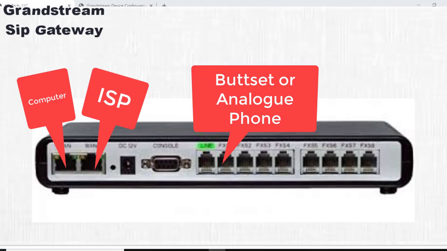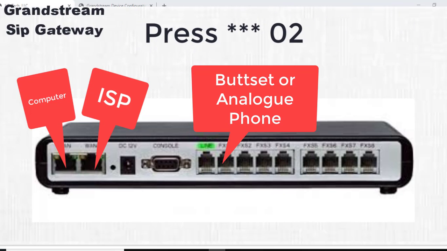Once you have your butt set plugged in, turn it on and press ****, and then 02, and your butt set will give you the IP address. So it's ****, then 02, and that'll give you the IP address.